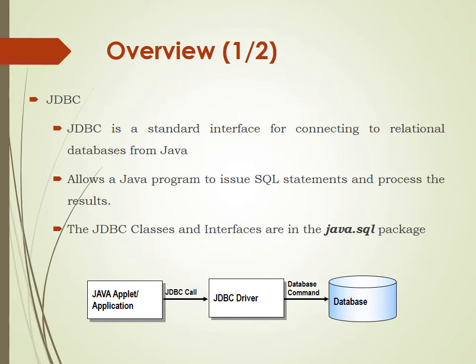So what is JDBC? JDBC is a standard interface for connecting to relational database from a Java. Allows a Java program to issue different SQL statements and process the results. The JDBC class and the interface are available in java.sql package. As you can see here, any application would perform a JDBC call. The JDBC driver would find out the appropriate database and it would provide the database command to the database, which would return us the provided result sets.